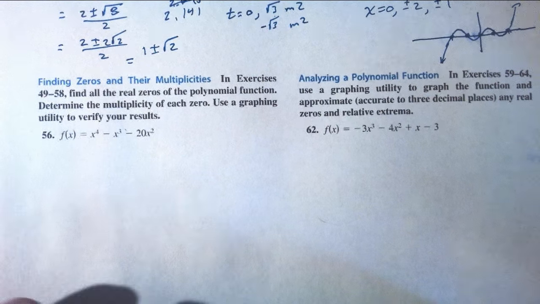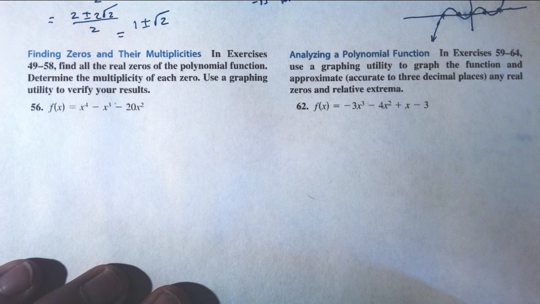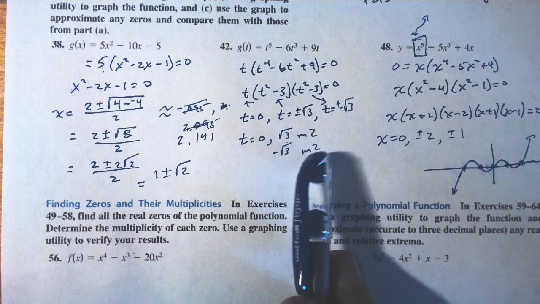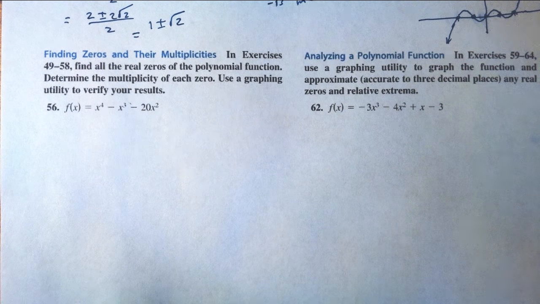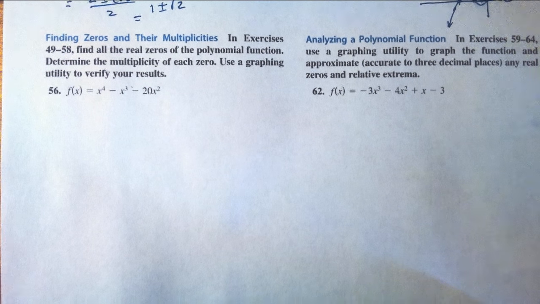In exercises 49 to 58, find all the real zeros of the polynomial function. Determine the multiplicity of each zero, which we talked about as we went through a couple of these examples up here, multiplicities. And use a graphing calculator to verify your results. We're even going to sketch the graph beforehand just for the fun of it.